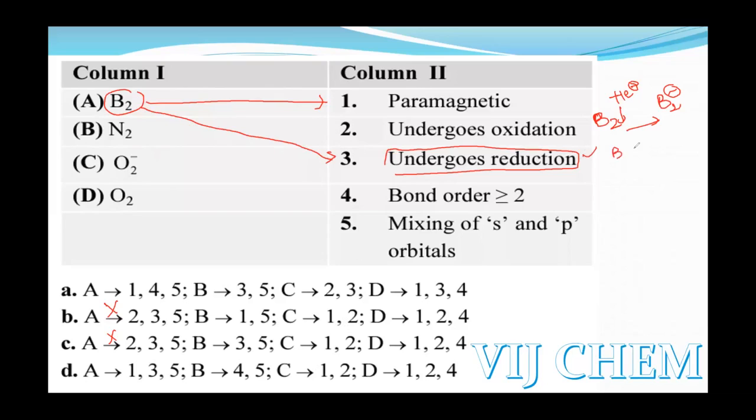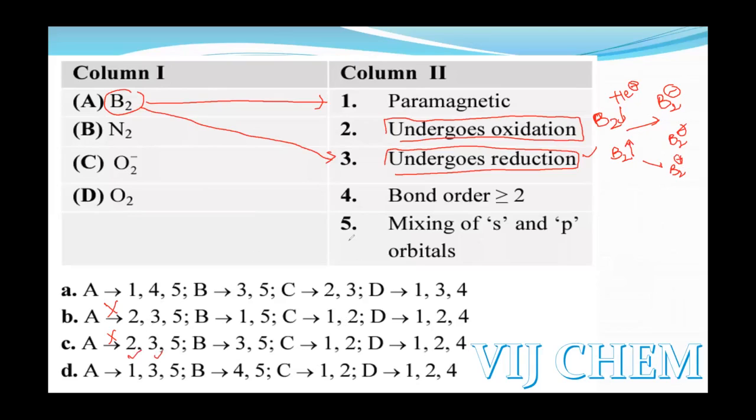If B2 has more bond order, and B2 minus has less bond order, and B2 plus has increased bond order, then it will lose an electron and undergo oxidation. That way you have to compare. So if you compare like that, B2 will undergo what? Reduction. So the third answer is correct.